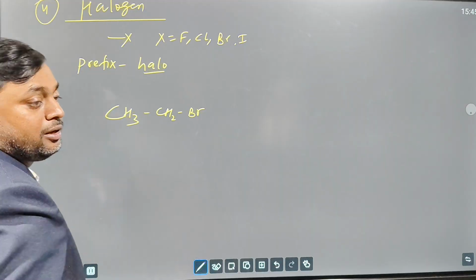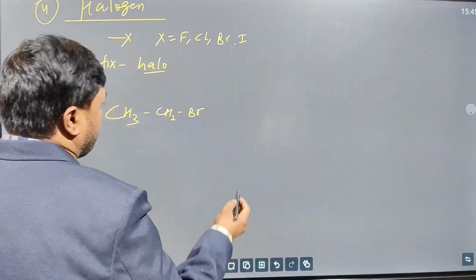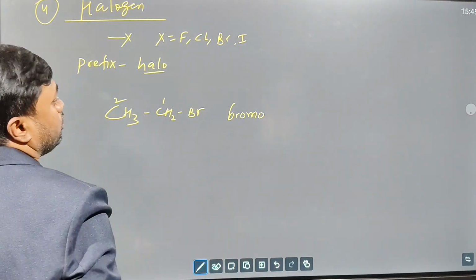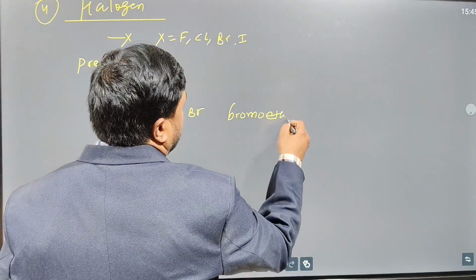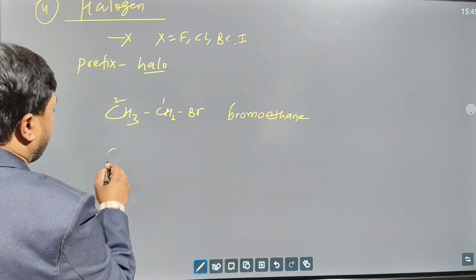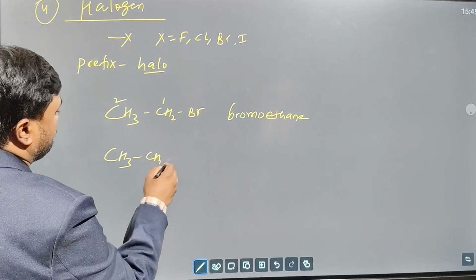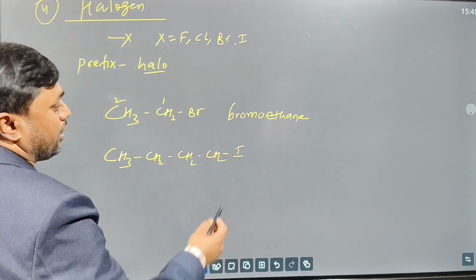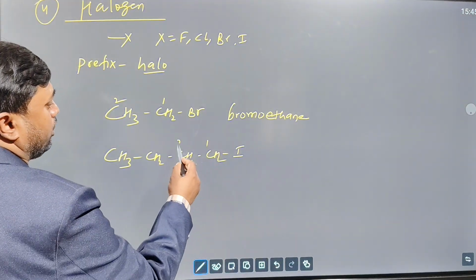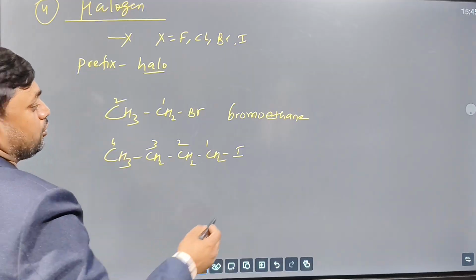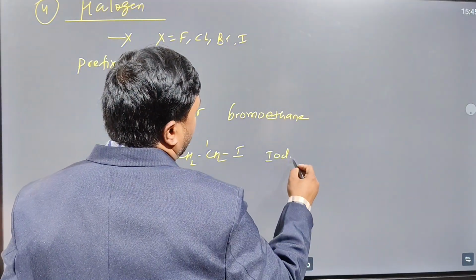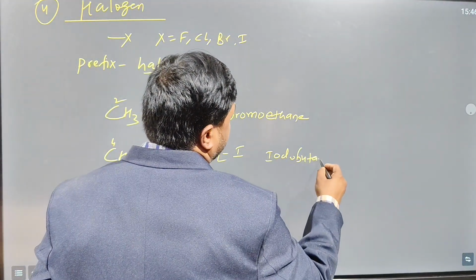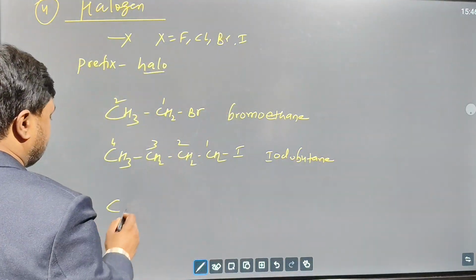Here bromine becomes bromo while naming. Count the carbon atoms, 1, 2. So it is bromoethane. If it is given like this, CH3, CH2, CH2, CH2, I, iodine is there. Count the carbon atoms, 1, 2, 3, 4. Iodine becomes iodo. A four carbon chain means it is butane. Is it clear?